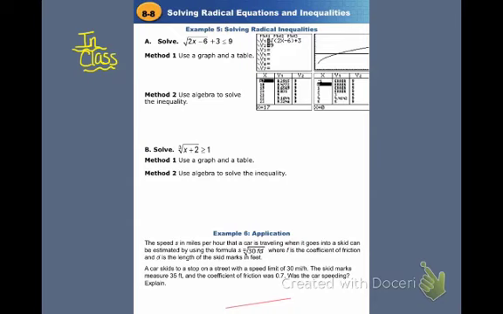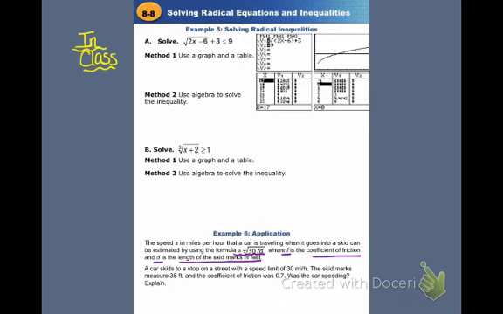So here's our problem. It says the speed s in miles per hour that a car is traveling when it goes into a skid can be estimated by using this formula. S is equal to the square root of 30 FD, where F is the coefficient of friction and D is the length of the skid marks in feet. So a car skids to a stop on a street with a speed limit of 30 miles per hour. The skid marks measure 35 feet.